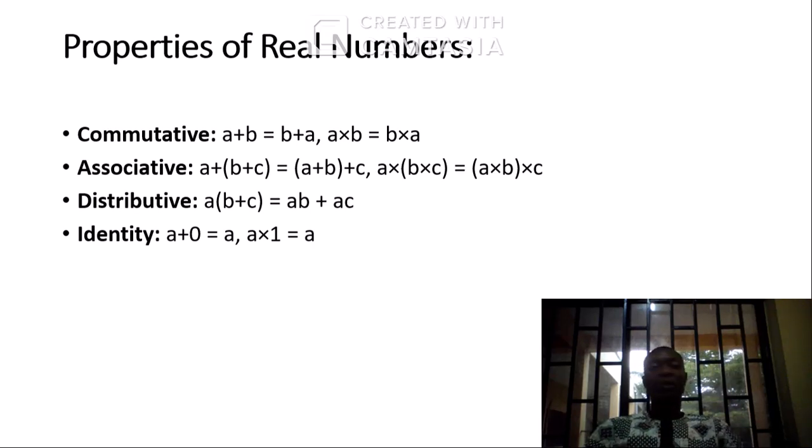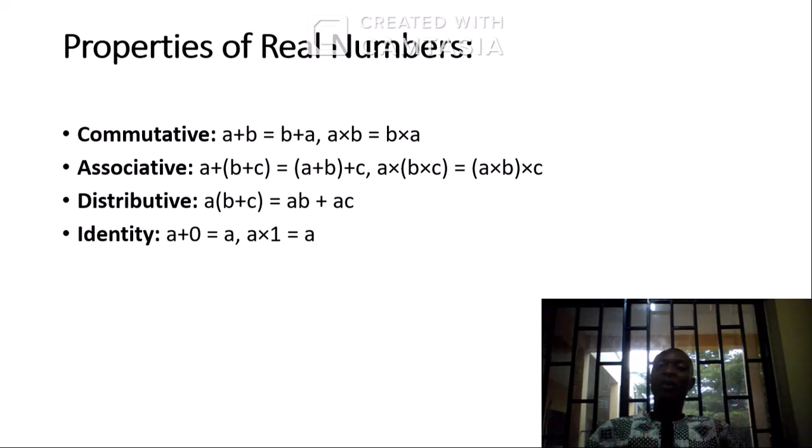We have the commutative property. That is, if you pick any two numbers, it doesn't matter the arrangement. If you're adding, if I say 2 plus 3 and I change it to 3 plus 2, it will still give me the same answer. 2 plus 3, 5. 3 plus 2, 5. If it's multiplication, multiplication is also commutative. 2 times 3, 6. 3 times 2, 6. It doesn't matter which one comes first. That is the commutativity property of real numbers.